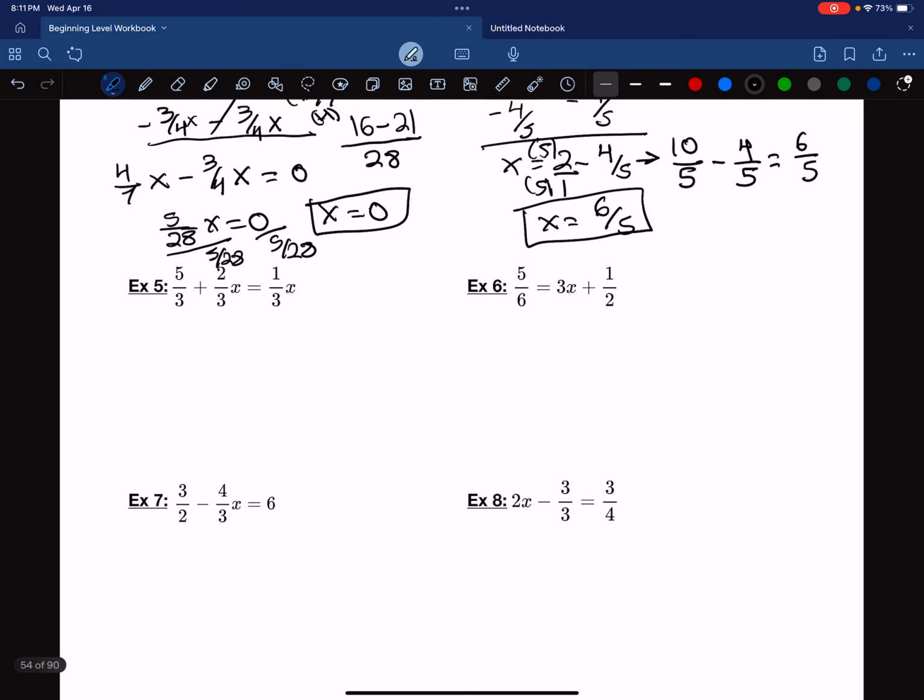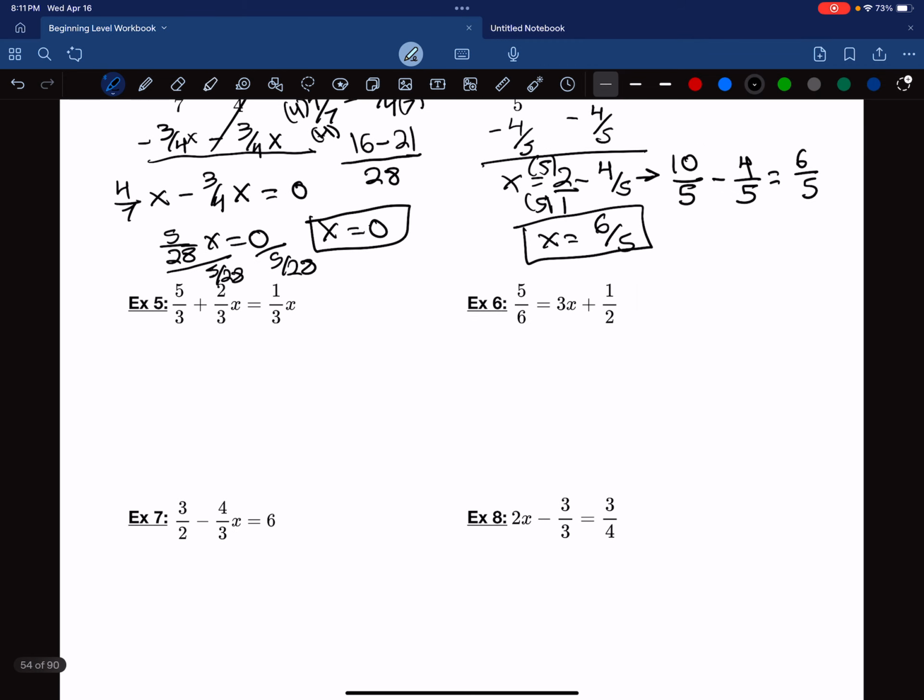And looking at example 5, I encourage you to pause the video. Now let's work through it together. So because we have x terms on both sides of the equation, we're going to want to subtract one of these x terms to the other side. So what I am going to do is let's subtract this 2/3 x from this side.